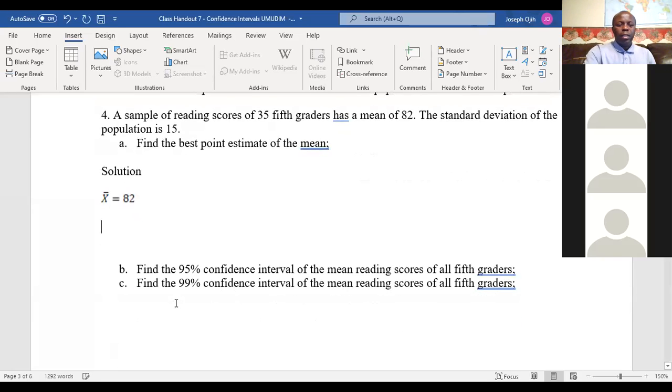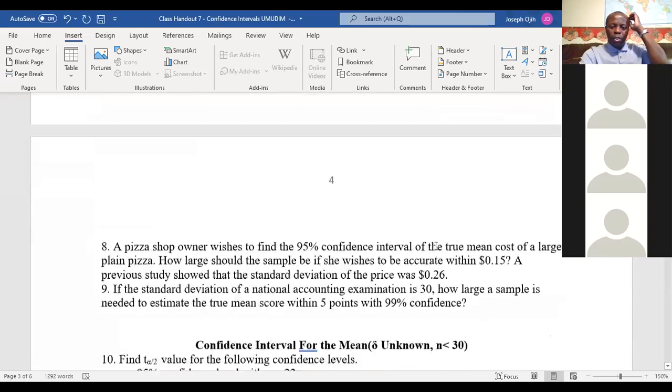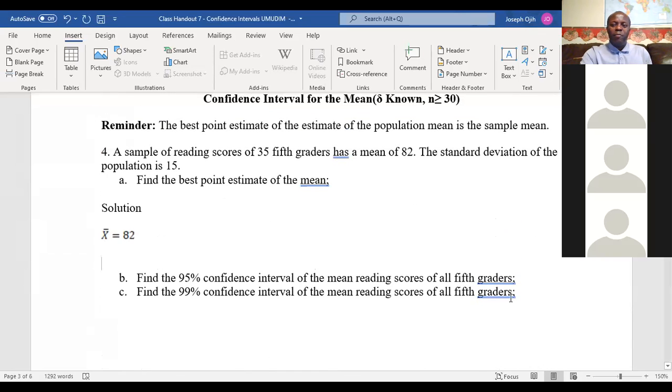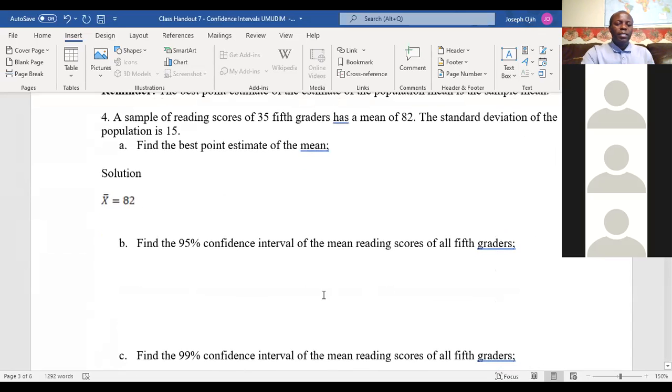For A, that's the answer. Now B says find the 95% confidence interval of the mean. To find that, it might involve 5 steps. The first step is, first of all, to list the values we have. Solution.